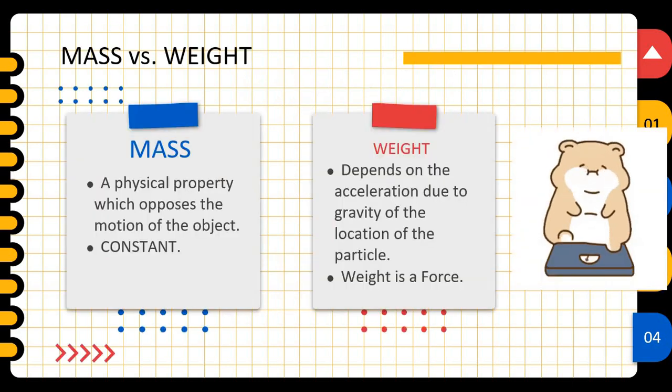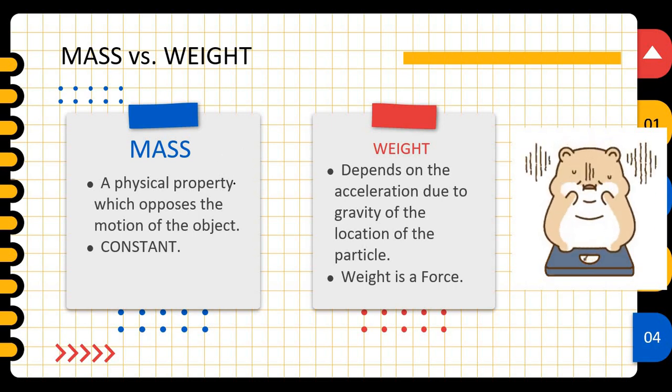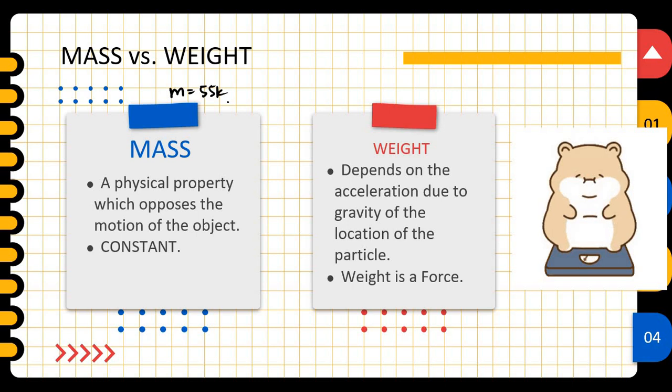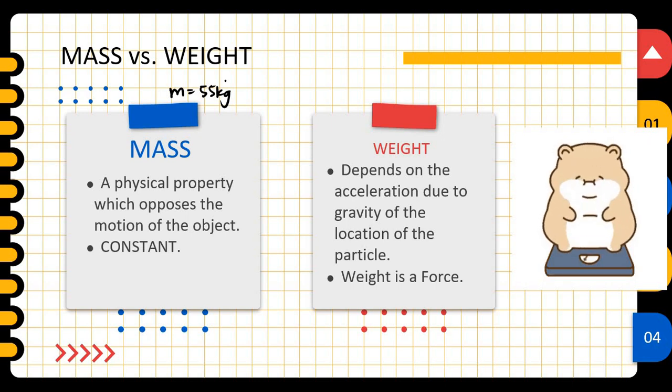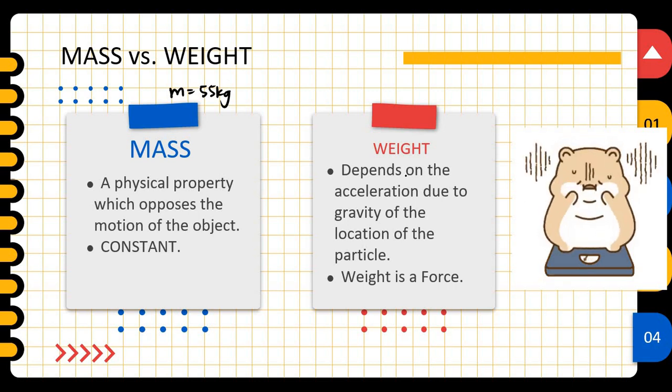Alright, so according to our definition right here, mass is a physical property which opposes the motion of the object. And mass is a constant property. Which means that if your mass on Earth is 55 kilograms, then your mass on the planet Mars or on the moon is still 55 kilograms. However, your weight is dependent on the acceleration due to gravity of the location of the particle. So according to our definition, again, weight is a force.